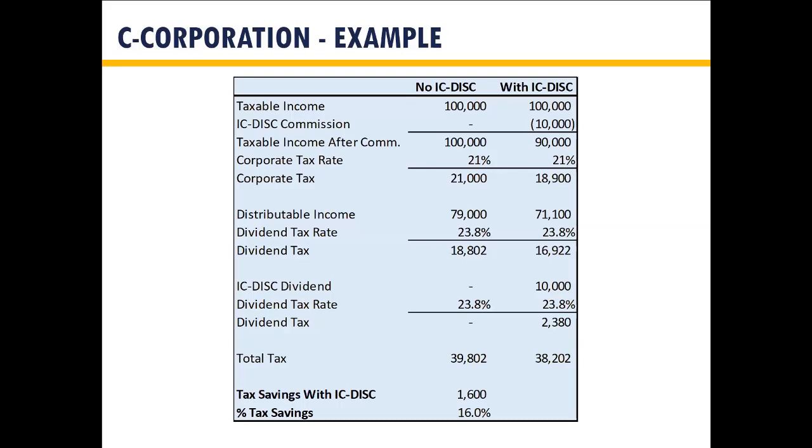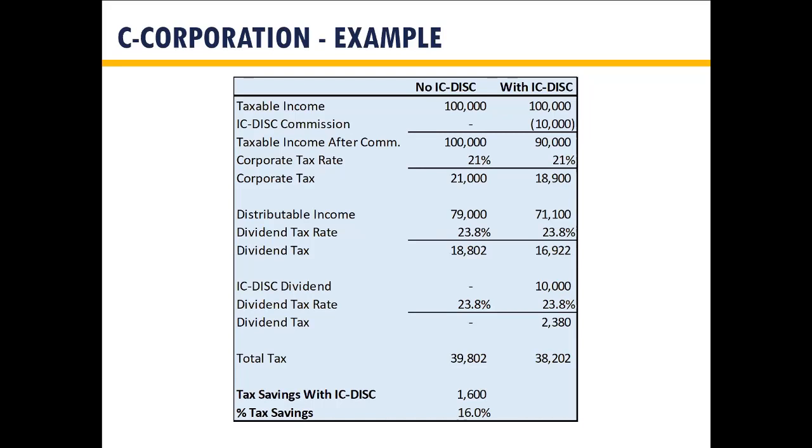Let's look at some numbers with our C-Corp example. Again, assuming $100,000 of taxable income and a 21% corporate tax rate, our corporate tax is $21,000. That leaves us with $79,000 that we can distribute to our shareholder at a 23.8% tax rate, assuming net investment income tax. They would pay $18,802 on the dividends. So our total tax is $39,802, assuming no IC-DISC in our structure.